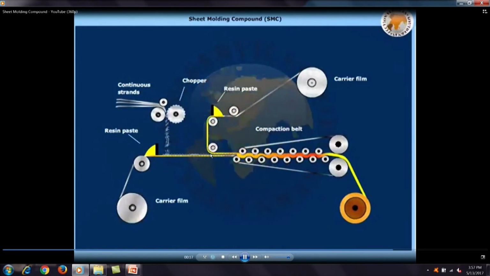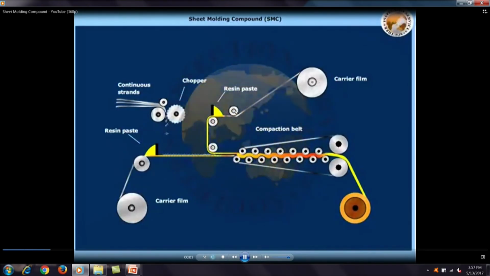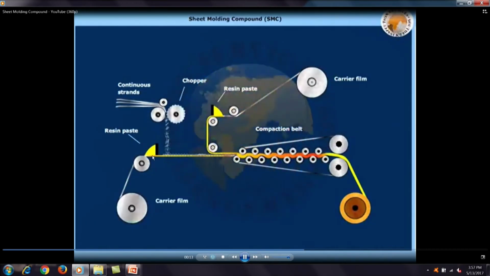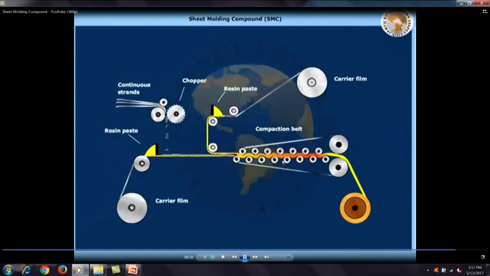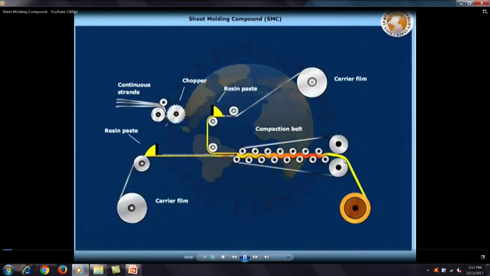After moving a particular distance, this carrier film will act as the bottom support for the SMC, and this carrier film will act as the top support for the SMC. So it is all coming on the top, and the resin and fiber together, sandwiched between the upper carrier film and the lower carrier film, will move through the compaction belt, where the complete SMC along with the top and the bottom carrier film will be compacted, and finally the compacted SMC will be rolled over the finished roller.